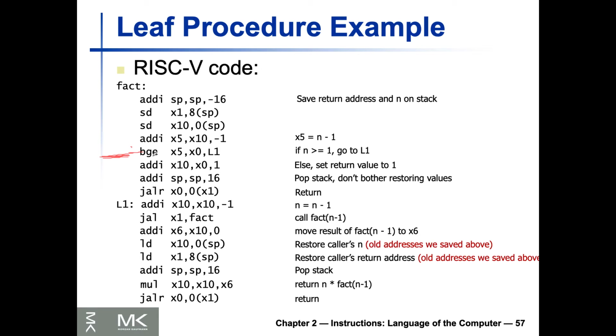So we're going to branch if greater than. So if x5 was greater than x0, which is the value of that, we're going to branch to L1.